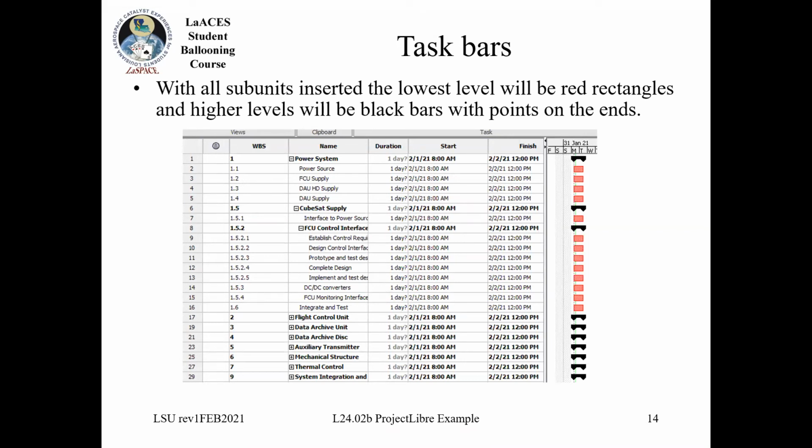So if you look to the right here, you'll basically see that any time where I have a bunch of stuff that have subunits within them, there'll be those black bars with the points on the ends indicating that there's subtasks beneath it, whereas items that are merely tasks at my lowest level will be these red rectangles.